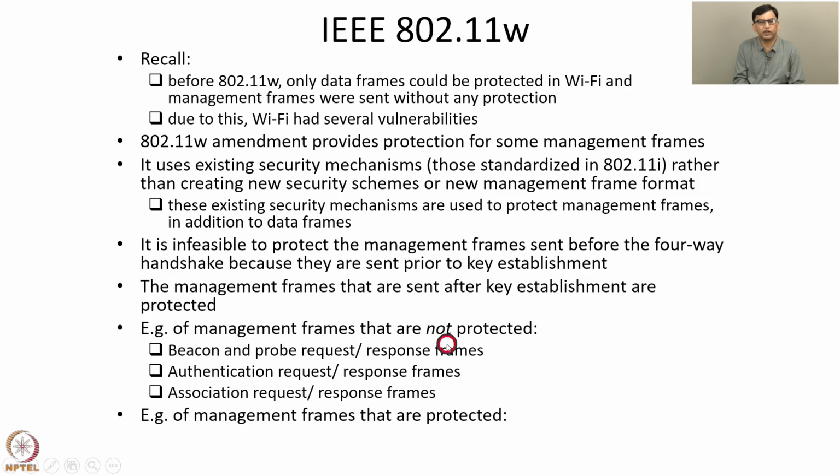Examples of management frames that are protected by 802.11w are the disassociate frame and the deauthenticate frame. So after the association request and response frames are exchanged, then the four-way handshake takes place, and after this, if any disassociate frame or deauthenticate frame is sent, then it is protected using 802.11w.